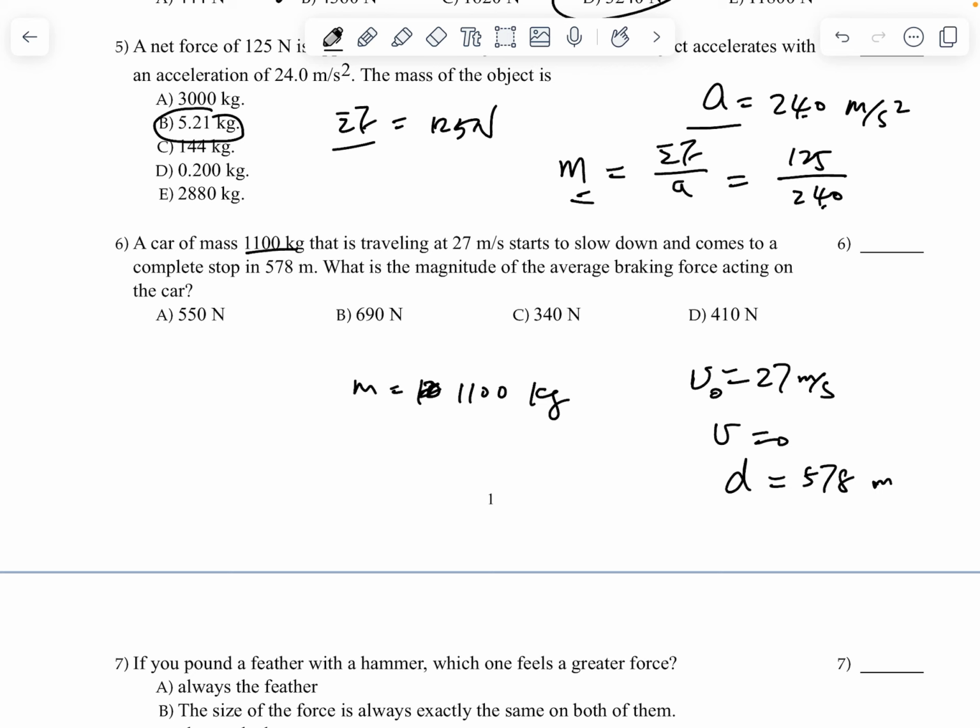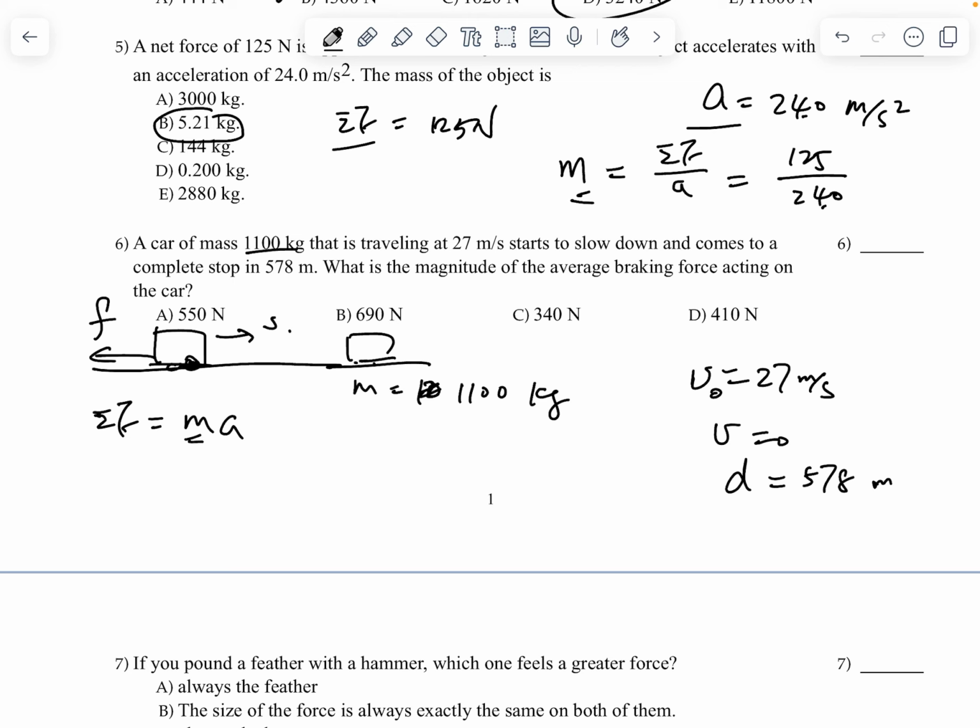Okay, so why did the car stop? Because of the braking force, right? So you see, braking force is the net force. The car moves, so you have velocity, then you stop. If you look at the horizontal direction, you only have one force, friction, and we can consider it a braking force. What's the net force? Net force equals ma. And what is a? We know m, but we don't know a, right?